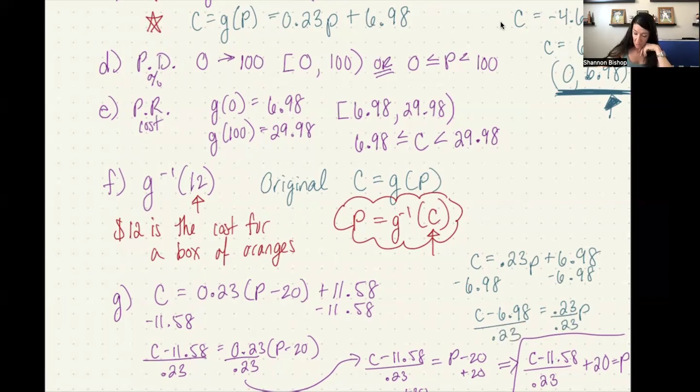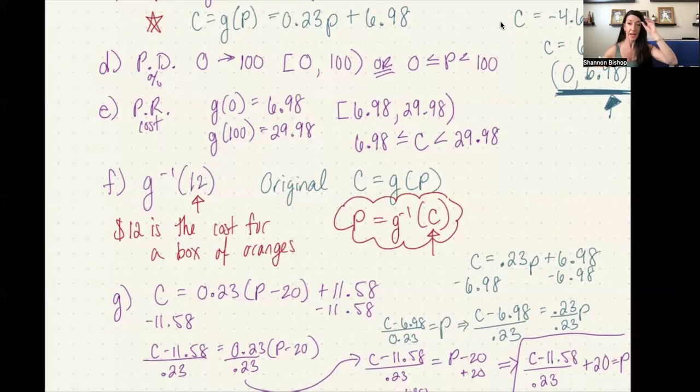And I ran out of room, so we'll go right here. It would just be that expression. So C minus 6.98 all over 0.23 equals P. There's a P there. That looks really sloppy. Let's try to make room for it. Equals P. There we go.